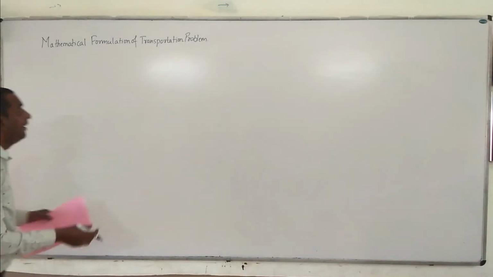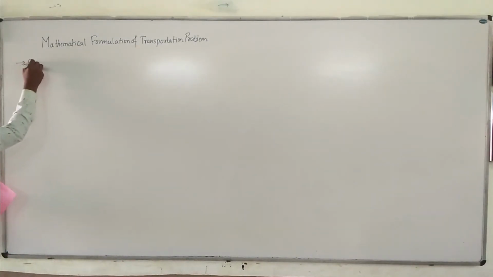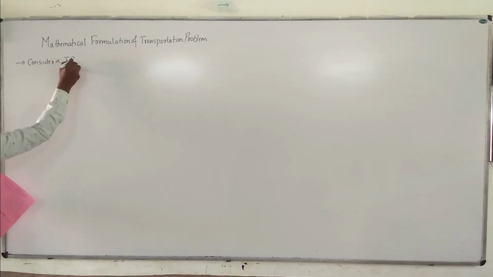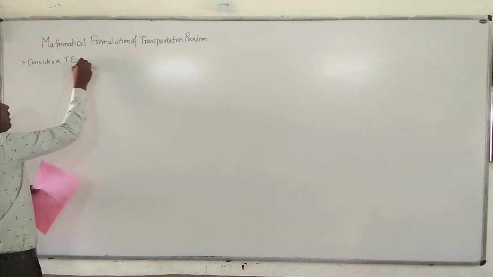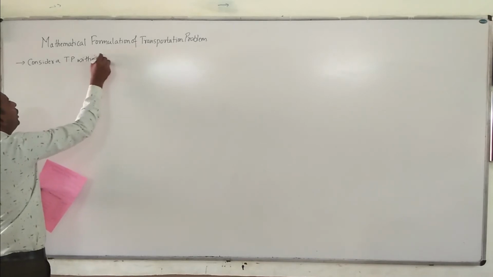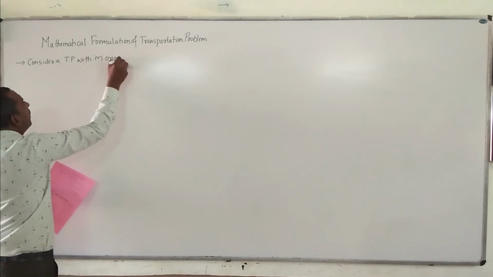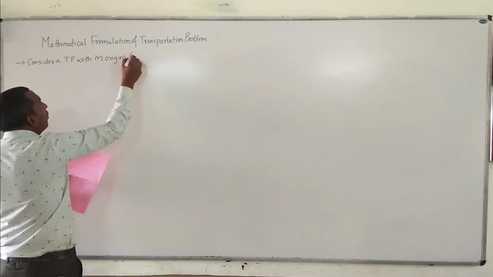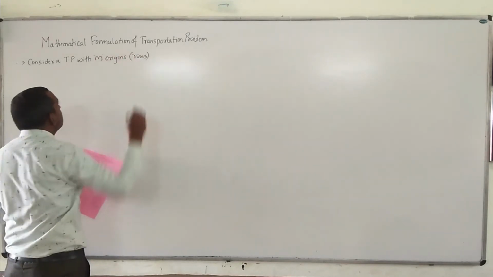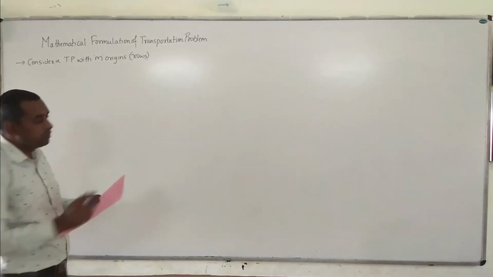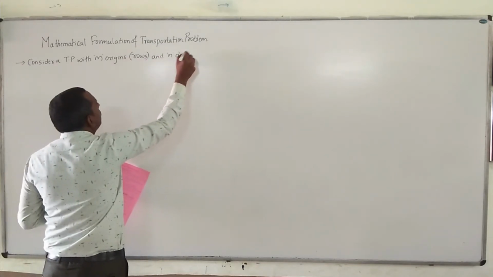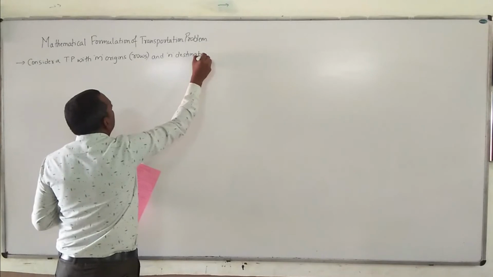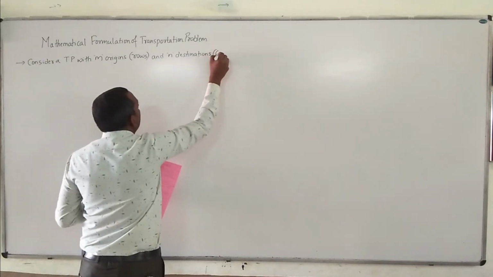So consider a TP. What is TP here? TP is transportation problem with m origins, that is rows, we consider the origins as rows, and n destinations, that is columns.